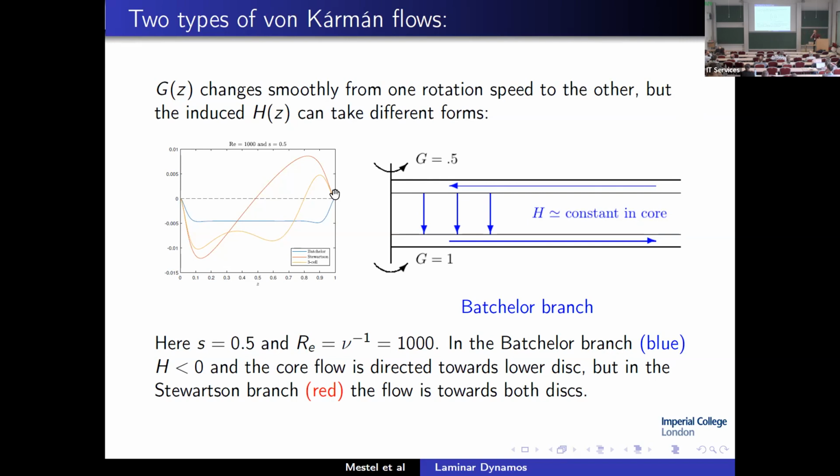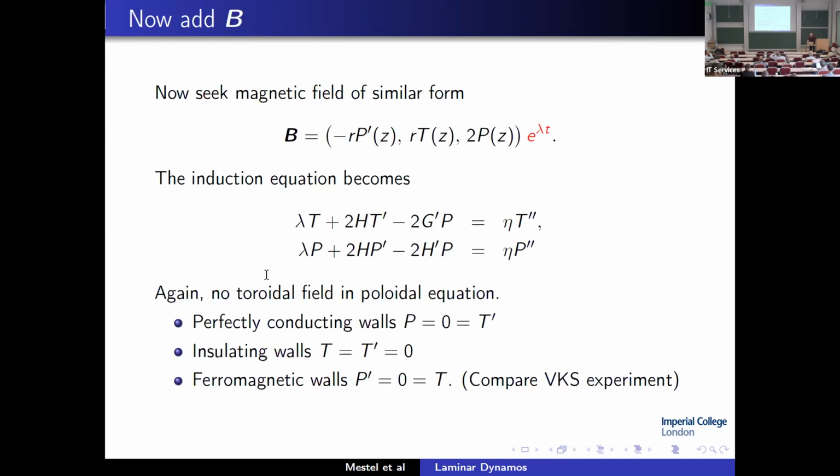That's one possible solution. The other is, say, this Stewartson mode, this red one. And there, the velocities are directed towards both walls, up and down. And so the flow comes in from infinity in the middle and then goes up like that. And that has an effect, as we'll see.